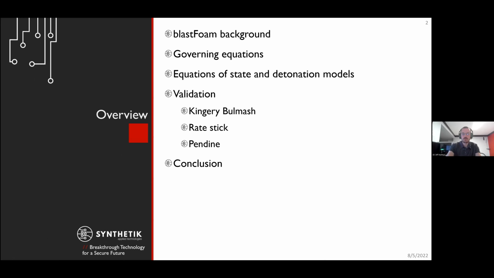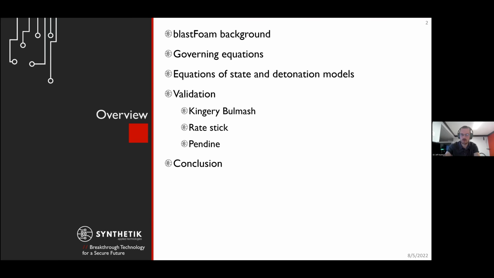Okay, so just a little bit of overview of what we're going to be talking about. We'll go over BlastFoam briefly, the background of it and what exactly it is. Talk about the governing equations specific to blast, the standard blast problem. And then we'll go through the equations of state that we use and some simple detonation models. And then we'll briefly go through some of our validation cases.